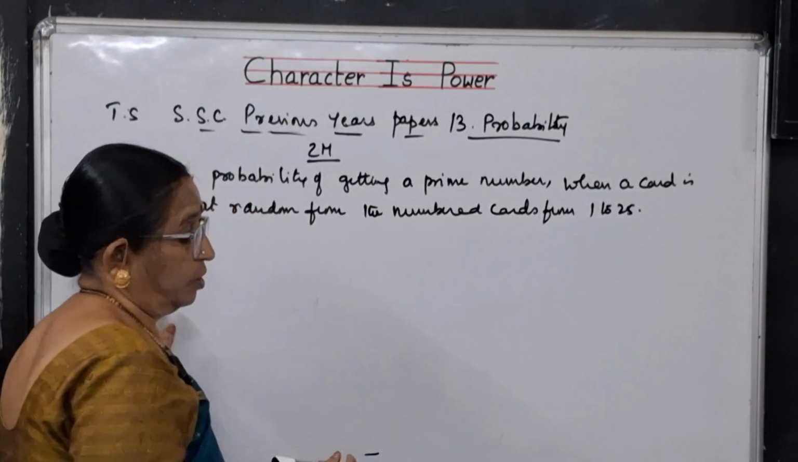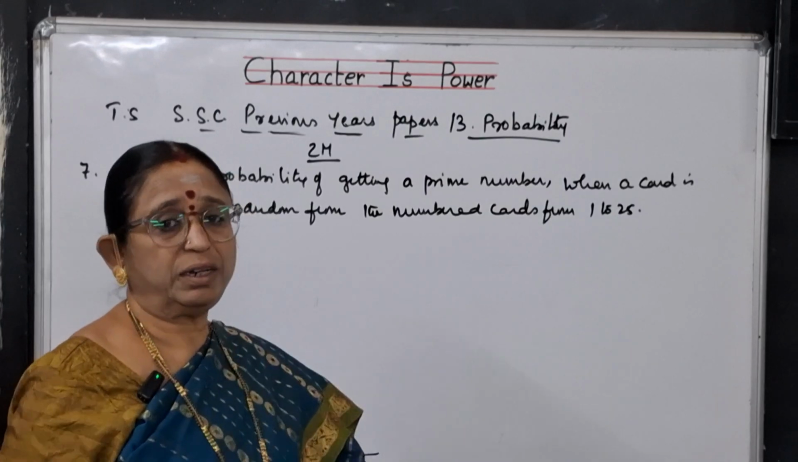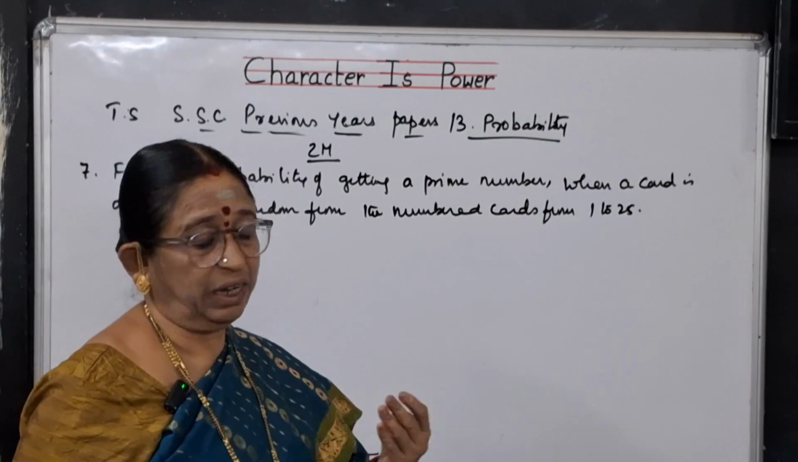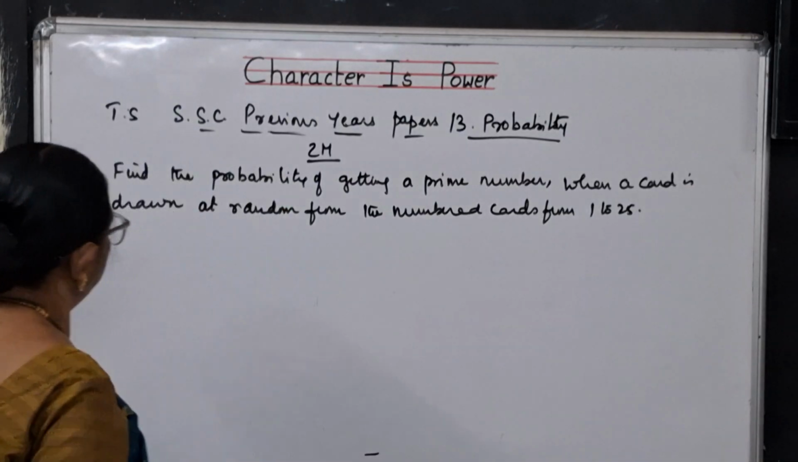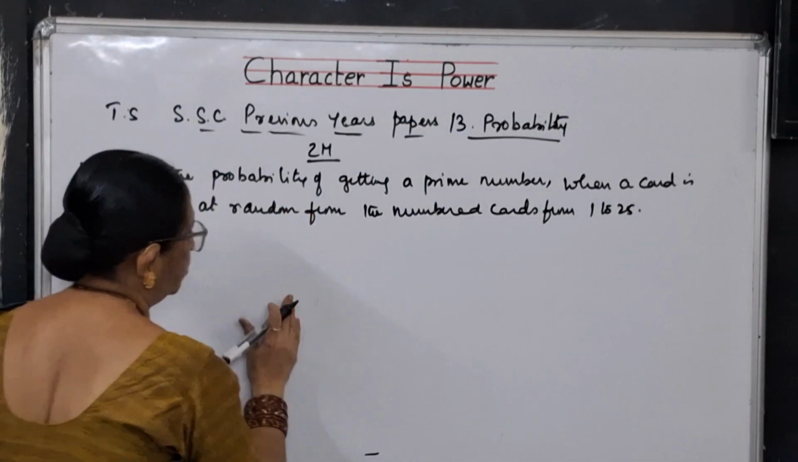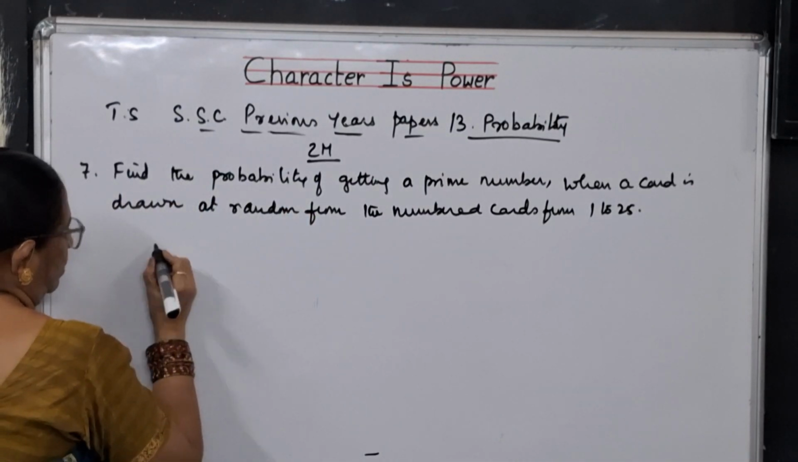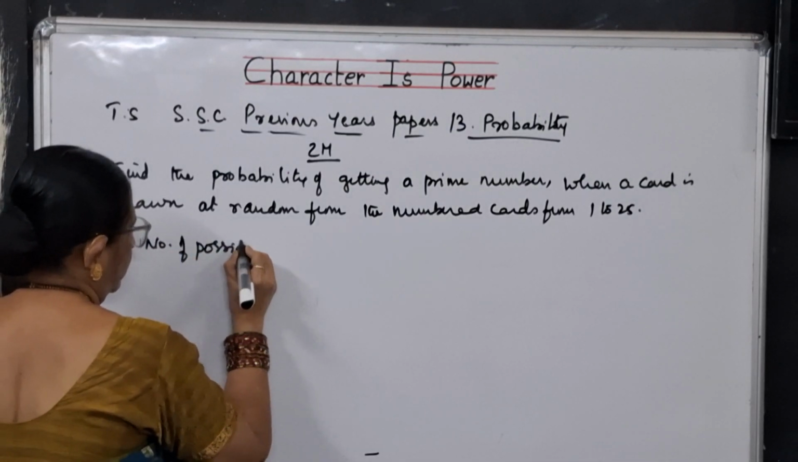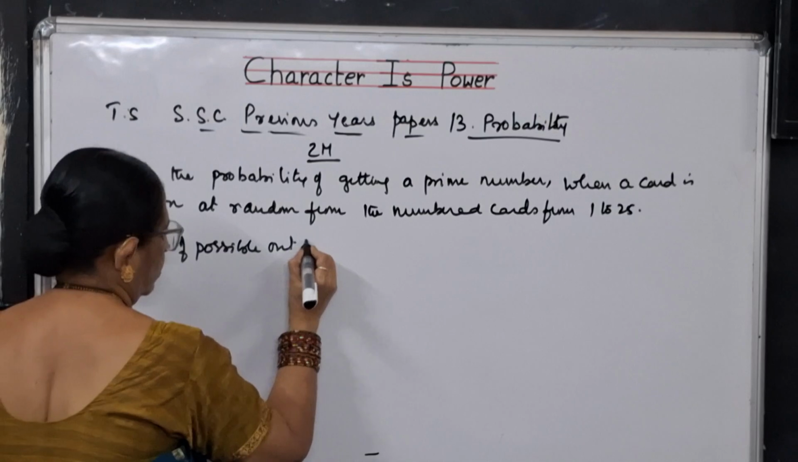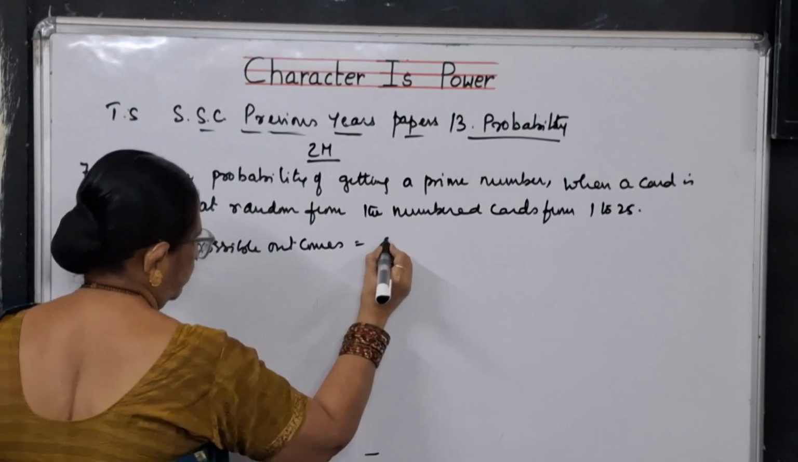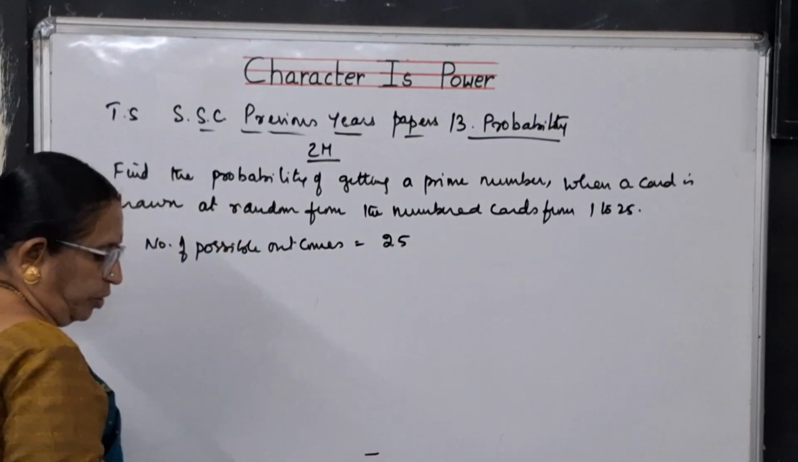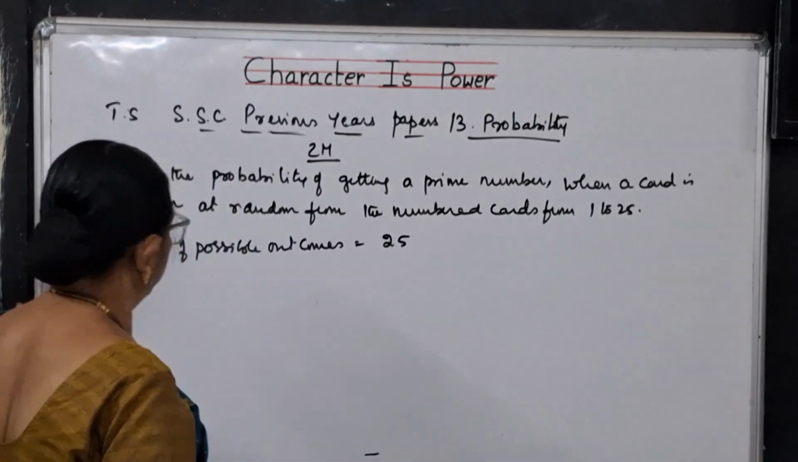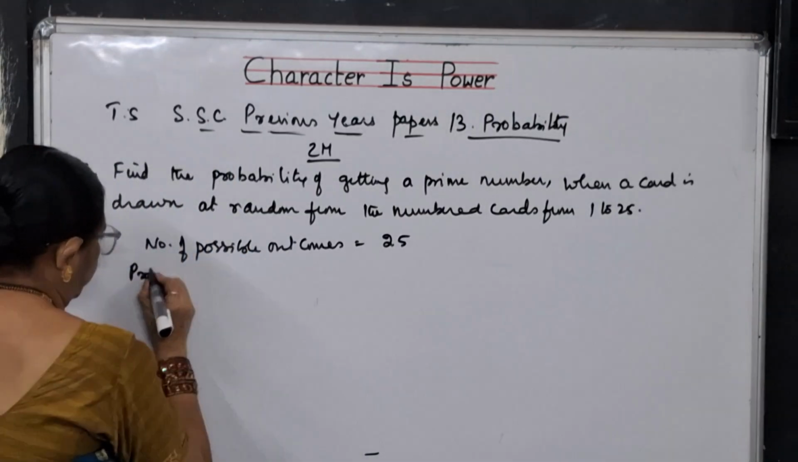So some cards are there which are numbered, each card is numbered as 1, then 2, then 3, like that 25 are there. What is the probability of getting a prime number? So let us write number of possible outcomes. How many? There are 25. So 25 cards are there. Then what is the problem?